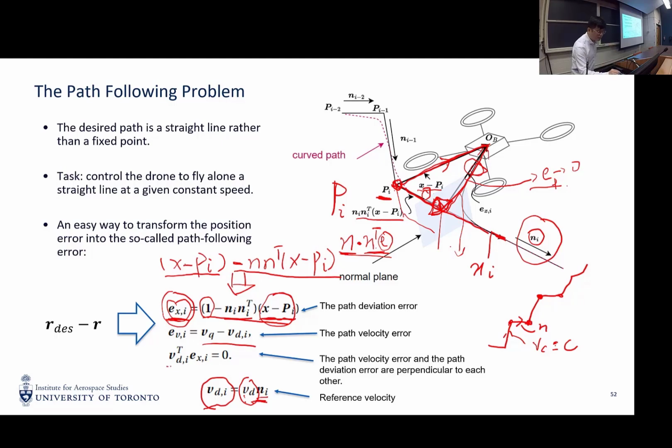And by simple algebra, we can say that if we take the inner product between our desired velocity and the path deviation error, then it is 0. It means that our desired velocity is perpendicular to our path deviation error. So these two are not going to affect each other. So we can freely set the speed without affecting the deviation of the path. Right?